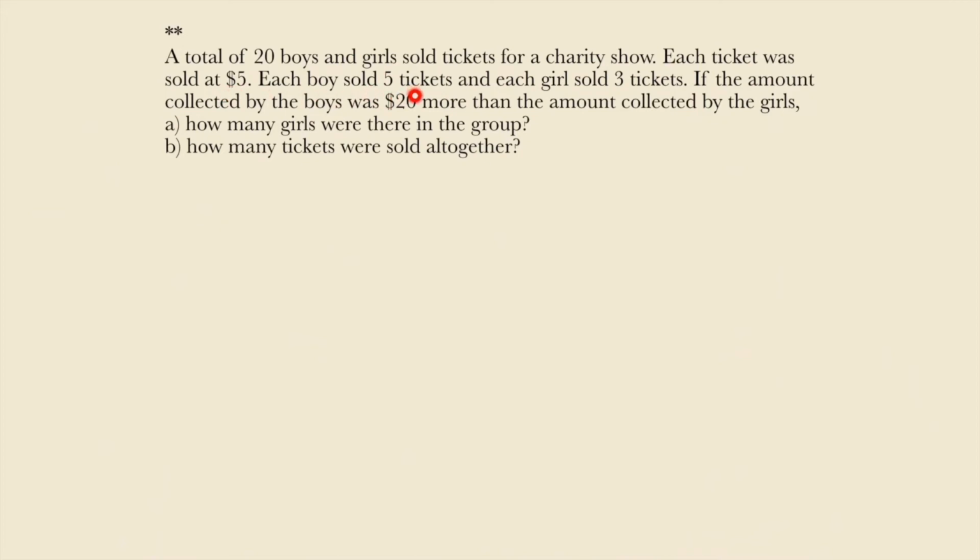Each boy sold 5, each girl sold 3. Okay, so we can actually find the number of sales per boy, right? So 5 tickets per boy, that's 5 times 5. That's $25 coming in from each boy. Anyway, the difference in collection was $20.